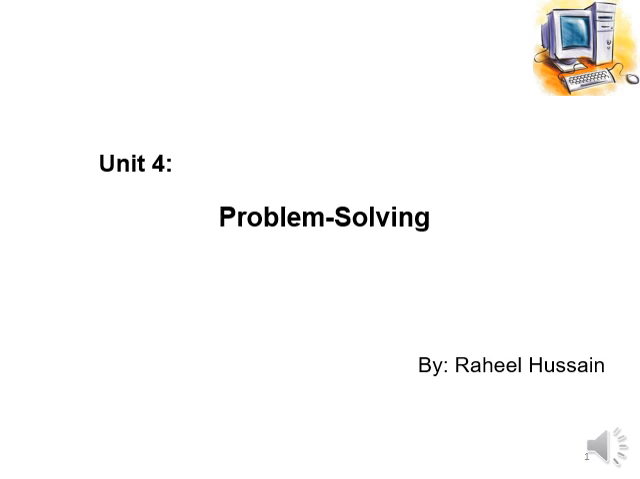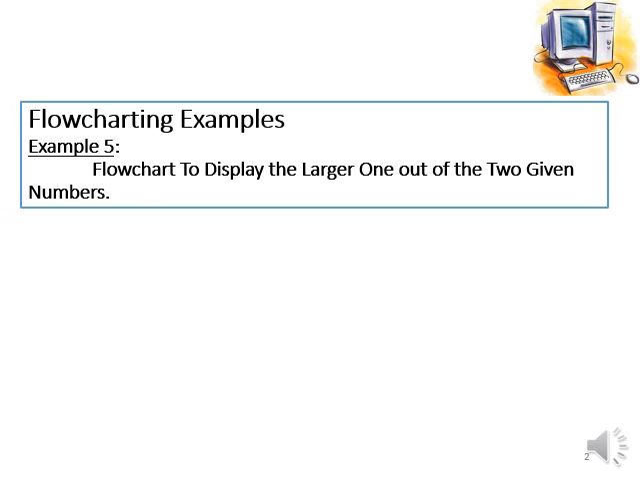Students, we are in unit 4, that is problem solving, and we are studying flowcharting examples. In today's lesson, we will study the last 3 flowcharting examples given in your book. The first one is flowchart to display the largest one out of the 2 given numbers. We are given 2 numbers and we have to find out the larger number out of these 2 numbers, and we have to draw the flowchart for this purpose. Here in this flowchart, we will be using the continuation symbol.